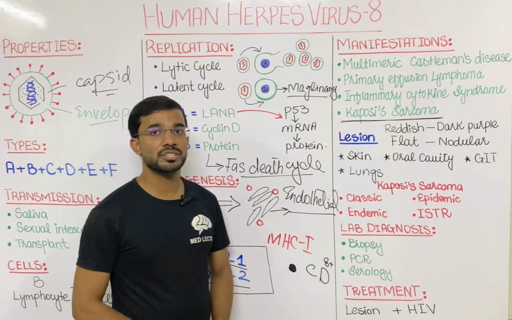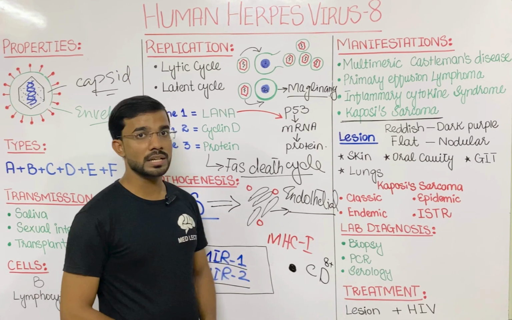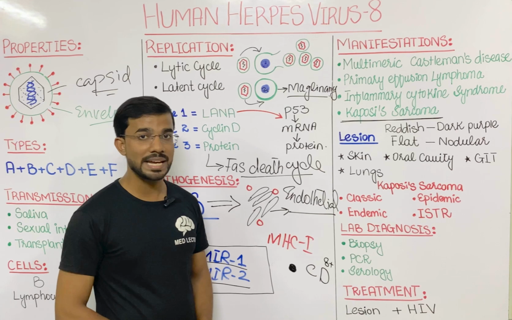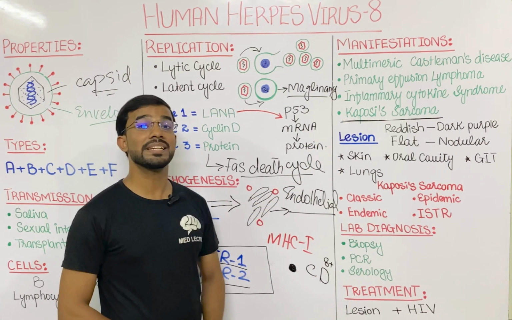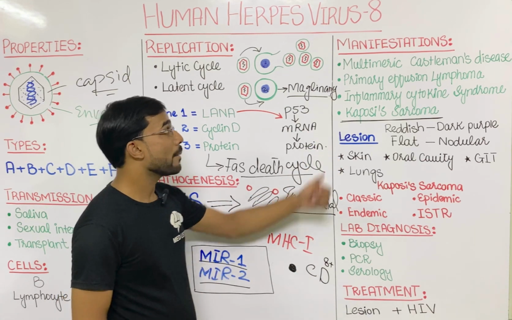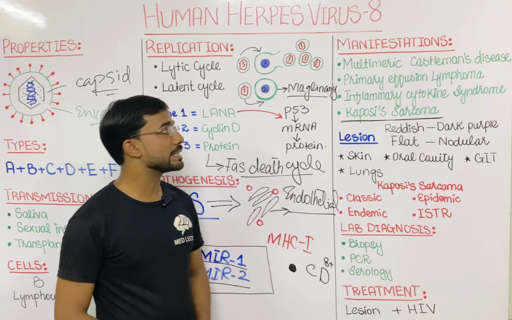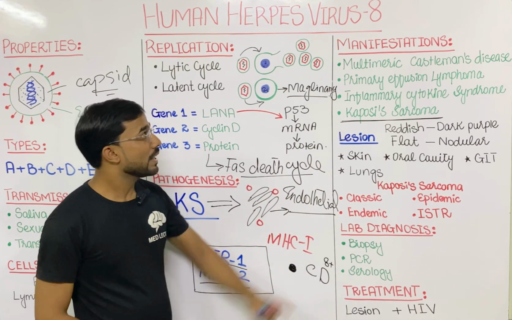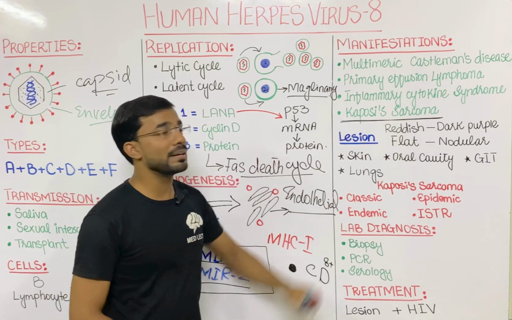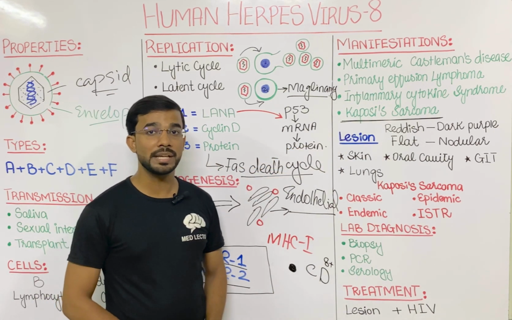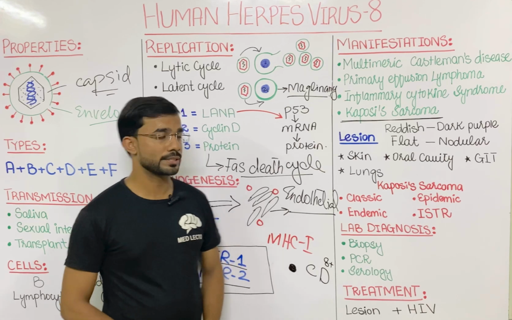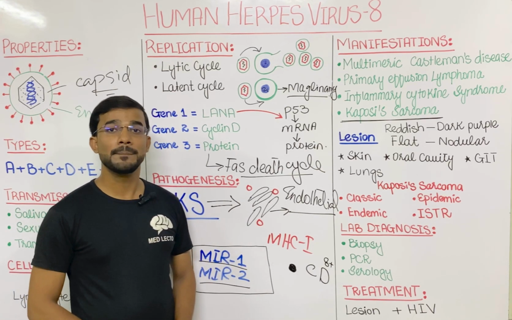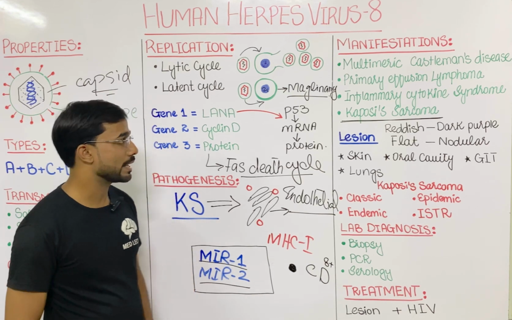Next is the manifestation. As we have discussed, the most important disease caused by human herpes virus 8 is Kaposi sarcoma, but it can also cause other diseases like multicentric Castleman disease, primary effusion lymphoma, and inflammatory cytokine syndrome. These two, multicentric Castleman disease and primary effusion lymphoma, are actually related to the B lymphocytes. As we have discussed, this virus affects mostly B lymphocytes and endothelial cells.